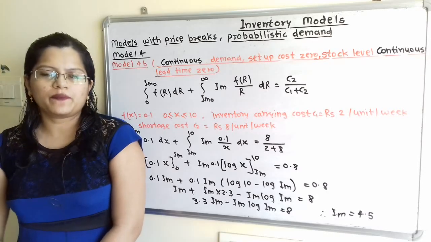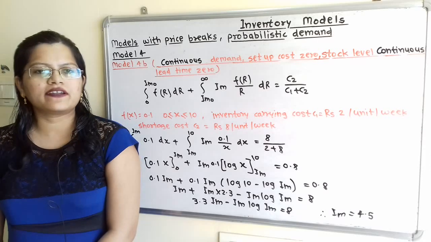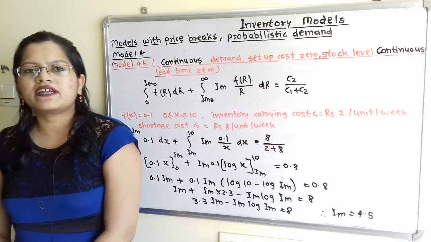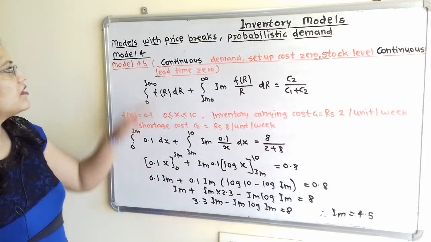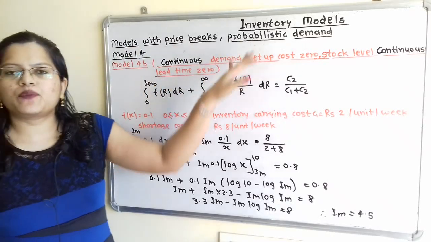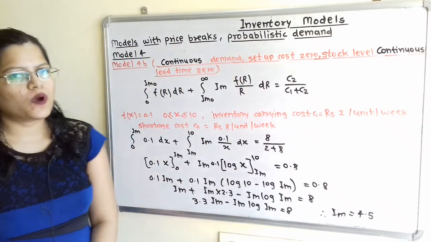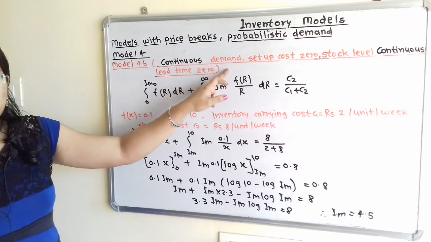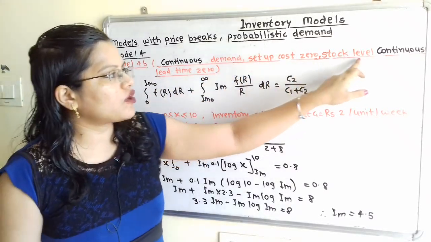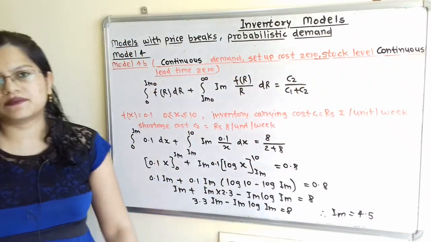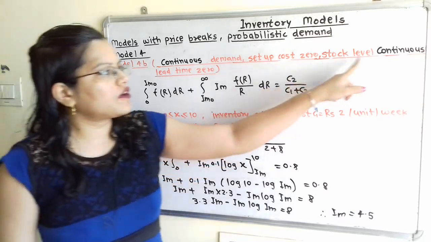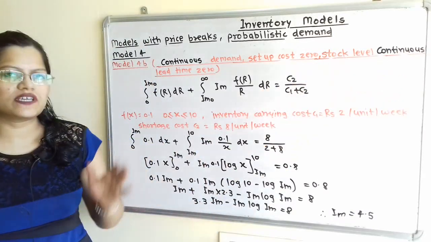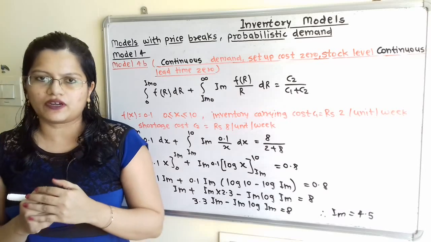To solve the problem, let us understand inventory model 4b. Inventory model 4 is under the model with price break and probabilistic demand. For model 4b, continuous demand, setup cost 0, stock level continuous and lead time 0. So because the stock level is continuous, we have to use the probability density function here.